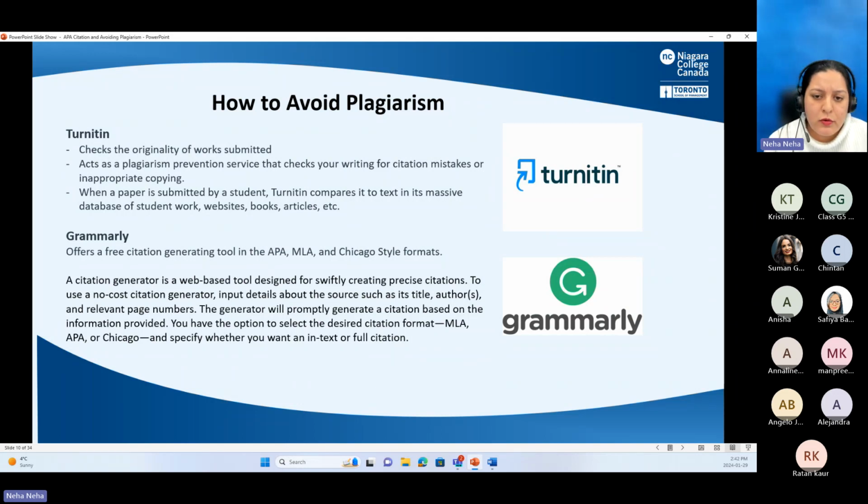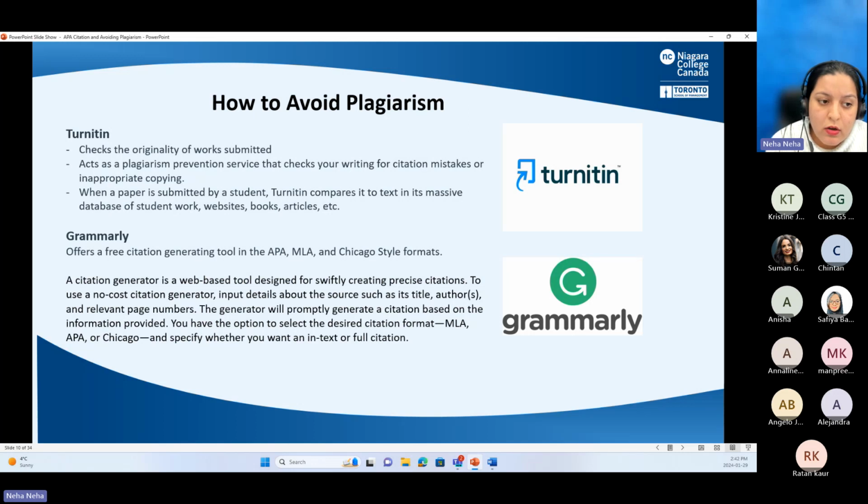So when you submit your article to check how much of the paper is plagiarized, it can check not only the papers of Niagara College students. It is going to check the papers of all the students who have submitted, not only from Niagara College but also from Toronto, York University, Centennial, so all the colleges are included.